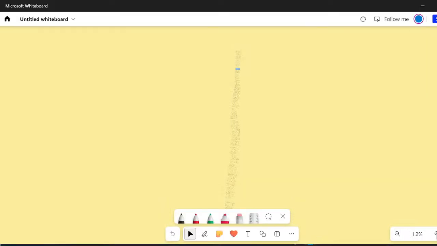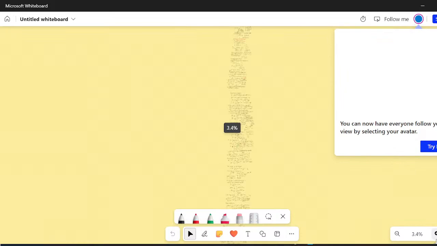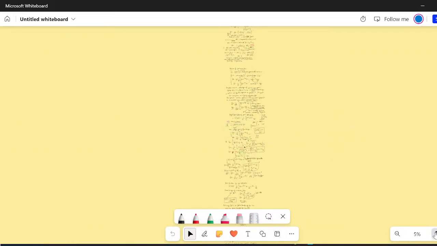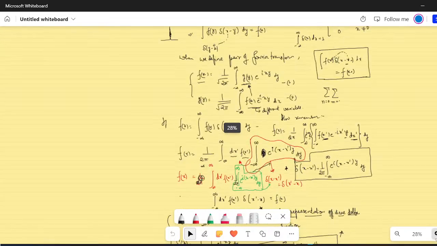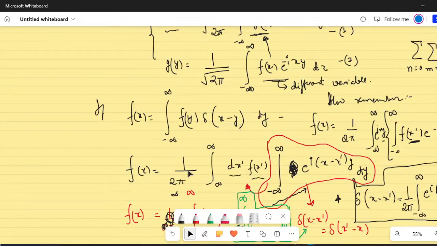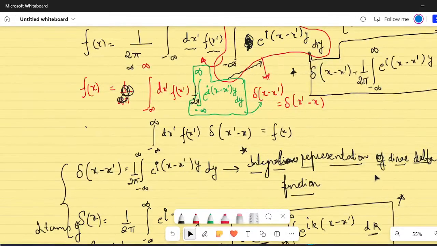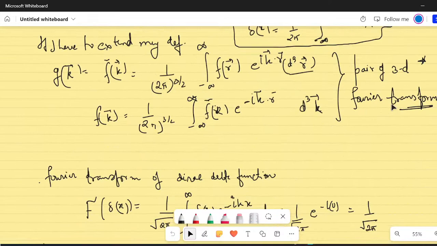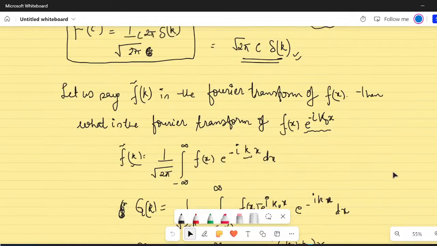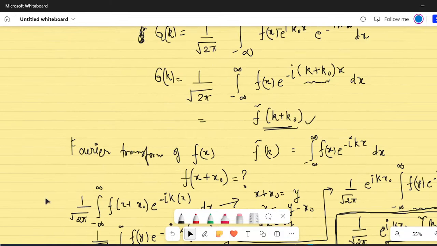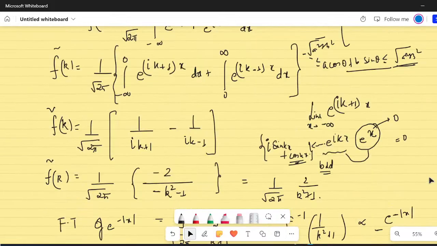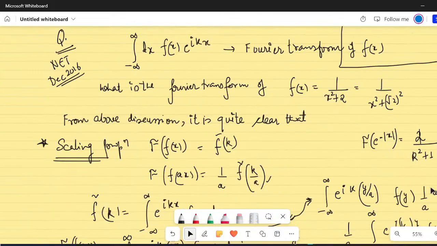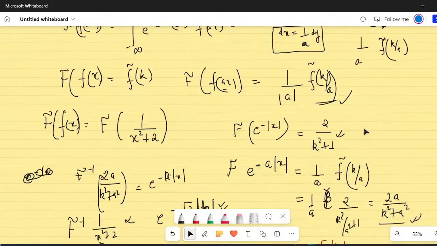Okay, so I hope the board is visible to you now. Excuse me for this network interruption. Actually, I was trying to revise what we've done in the previous lecture. In the previous lecture, we found the Fourier transform of e to the power minus mod x, and I'm trying to redo it. Just give me a minute.